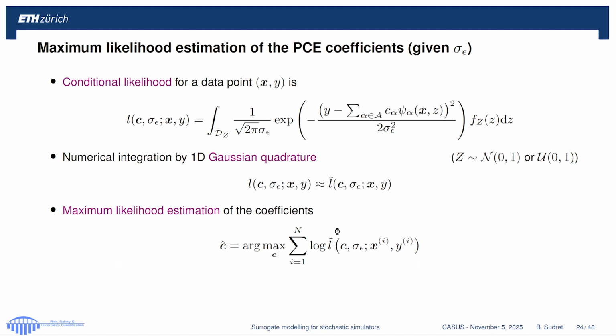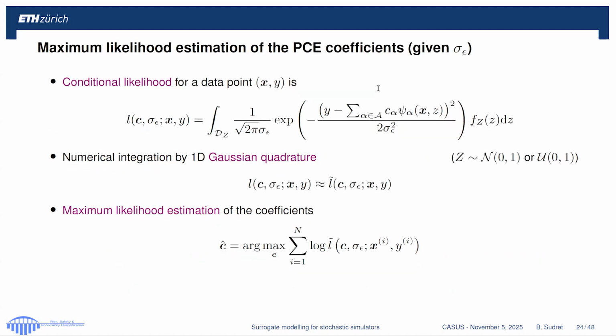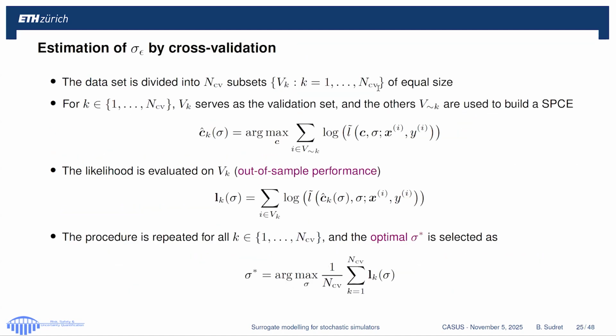But in practice, sigma epsilon is the variance of this residual term, let's say the variance of the regularization in a sense. But of course, we don't know it. So how to get it on top of it? Now we need cross-validation. So we basically test different sigma epsilon. And to test it, that's standard cross-validation.